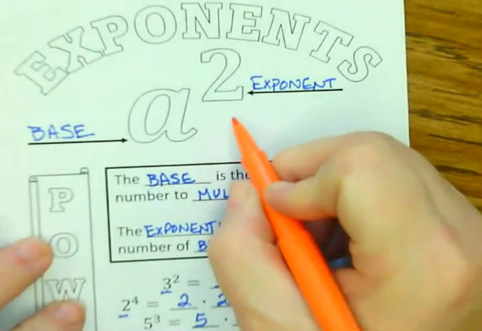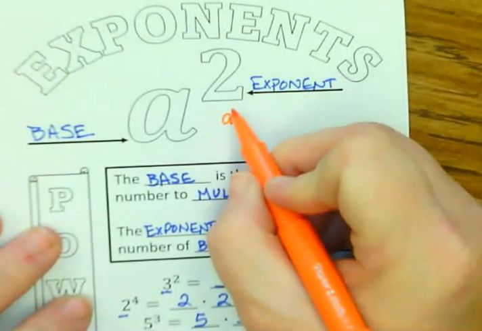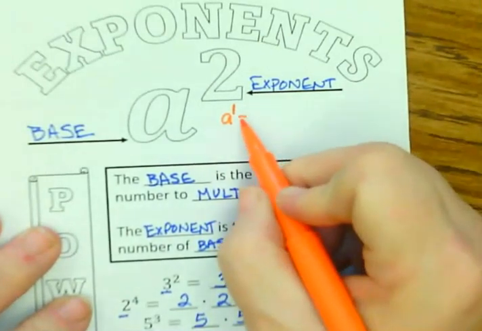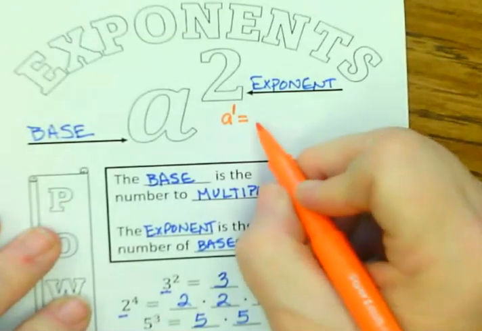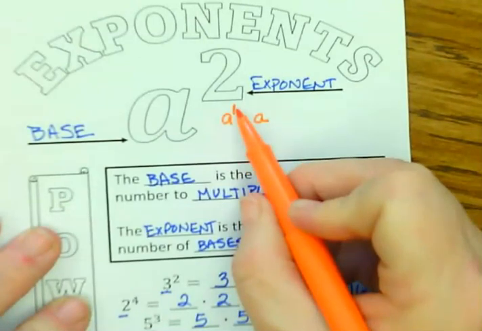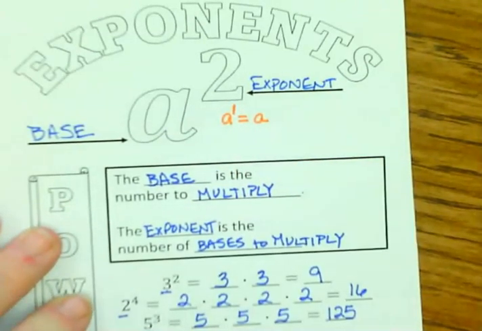So if I have a base raised to the power of 1, it's all about the base, right? So how many bases am I going to write down? 1. An exponent of 1 means your answer is whatever the base is.